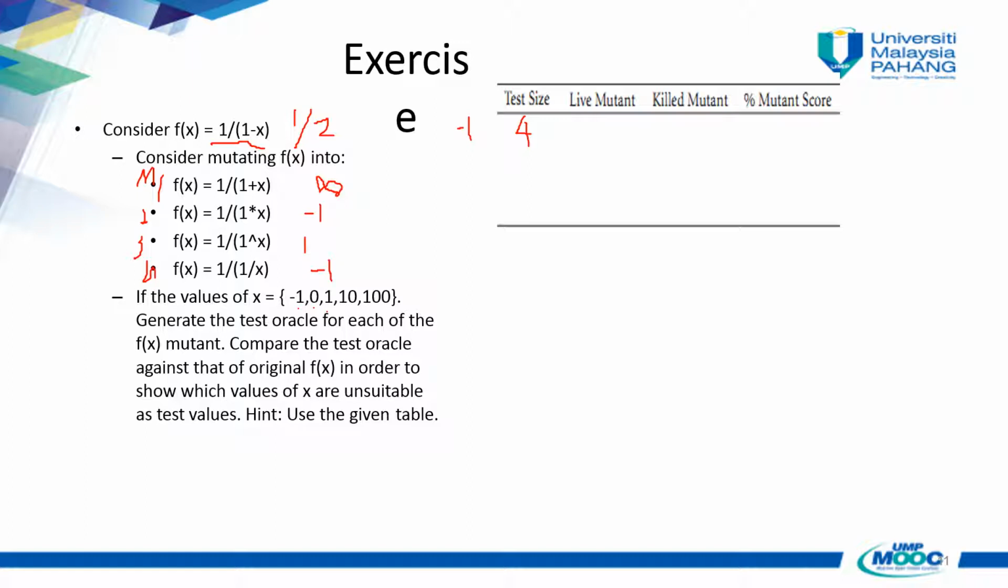If any one of these mutants produced the same result as the original, we have none of them, so the live mutant is 0. And the killed mutants, of course, 1, 2, 3, 4 mutants have been killed. So here is a 100% score of mutants killed.